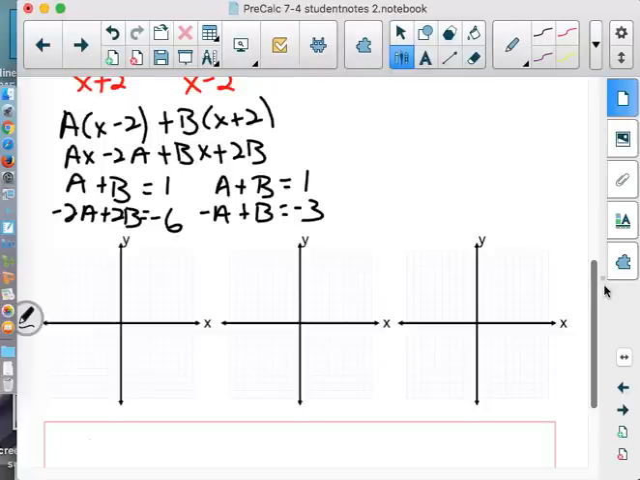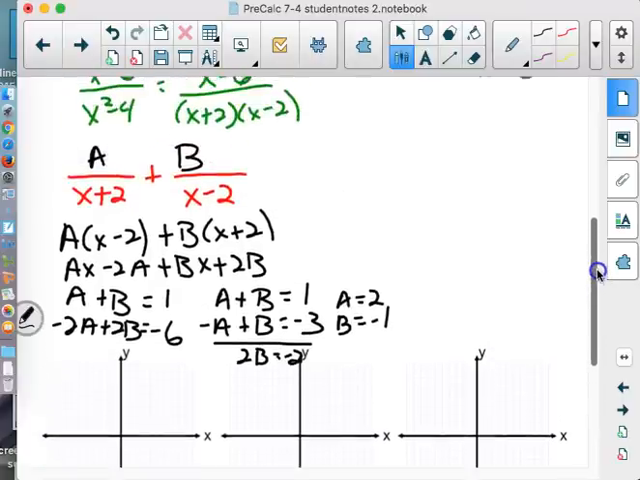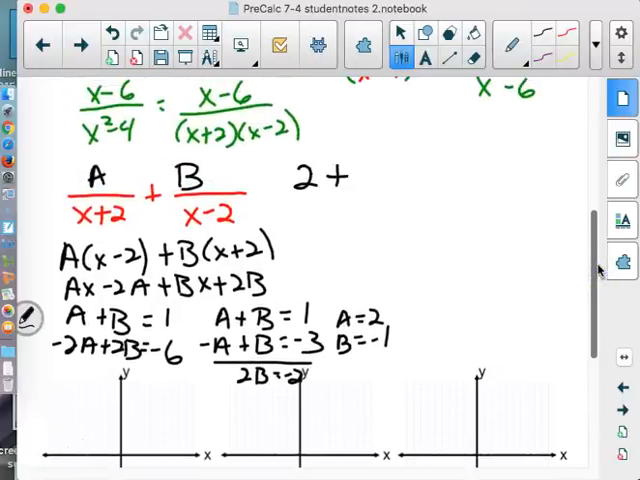I'm not doing the matrix. Add those 2 together. You get B right away. And then you think, well, A plus negative 1 equals 1. That'd have to be a 2. So, we had that 2 hanging out in the front because we already divided and got the 2. But now we also have a 2 over x plus 2 and a negative 1 over x minus 2.